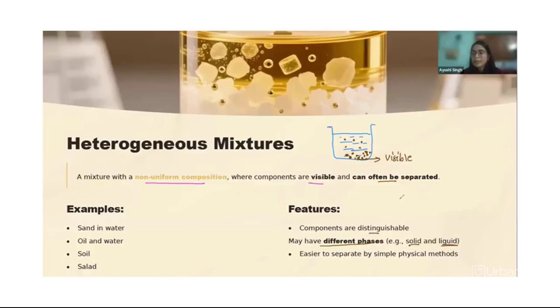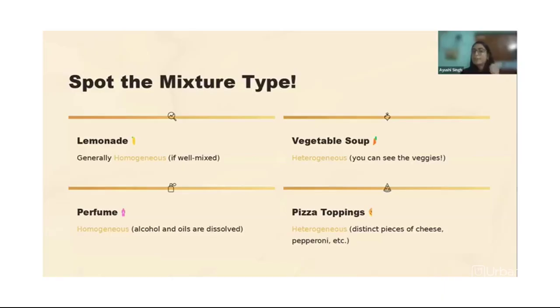Or oil and water. So the phase would be different. Phase means this base which we are taking, in which we are adding something. That we will study in depth in our classes. And it is easier to separate by physical methods. Now, can you spot the different types of mixture? So lemonade, now you can tell the difference. Lemonade would be a homogeneous mixture.